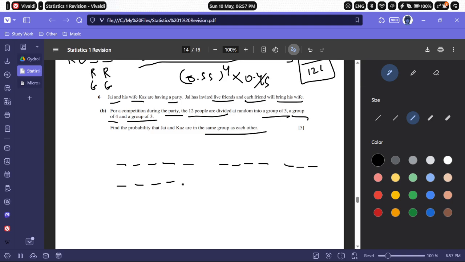1, 2, 3, 4, 5. 1, 2, 3, 4. 1, 2, 3. Again, 1, 2, 3, 4, 5. 1, 2, 3, 4. And 1, 2, 3. So either they can be in the group of 5. Again, the arrangement does not matter in this case. Then they could be over here.